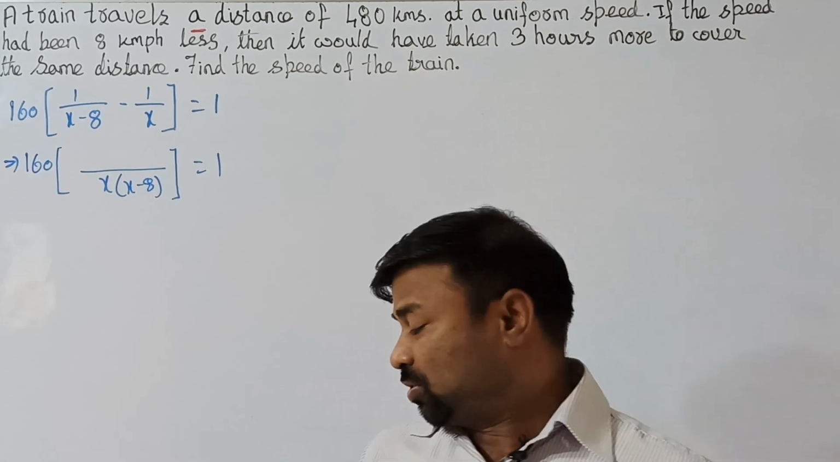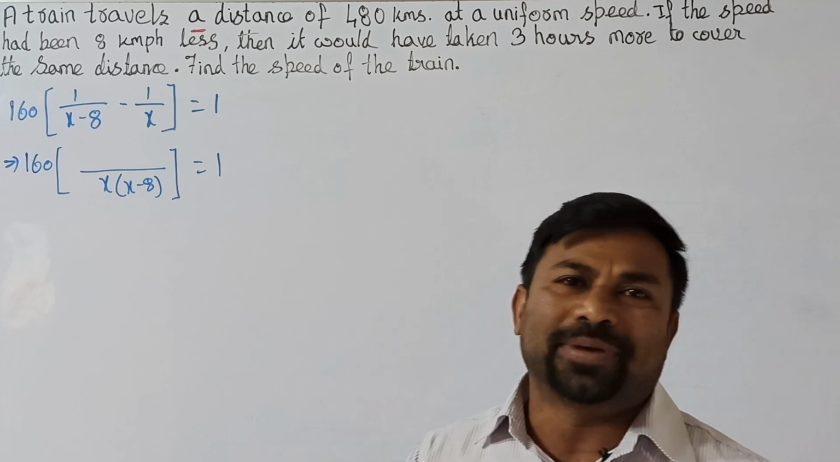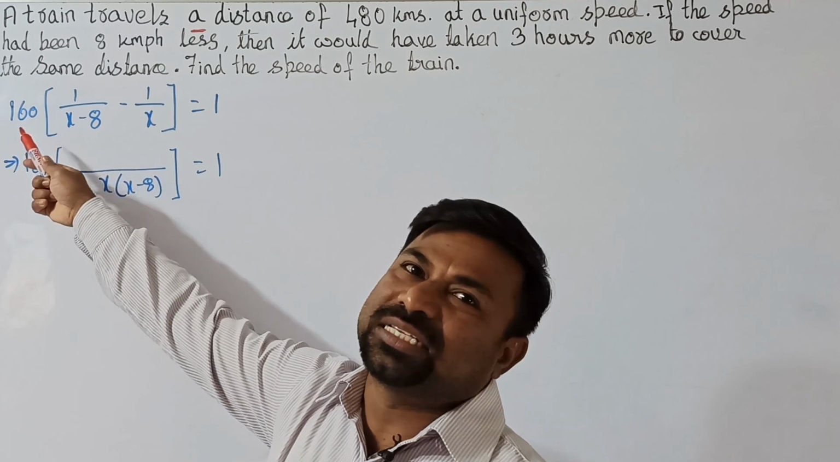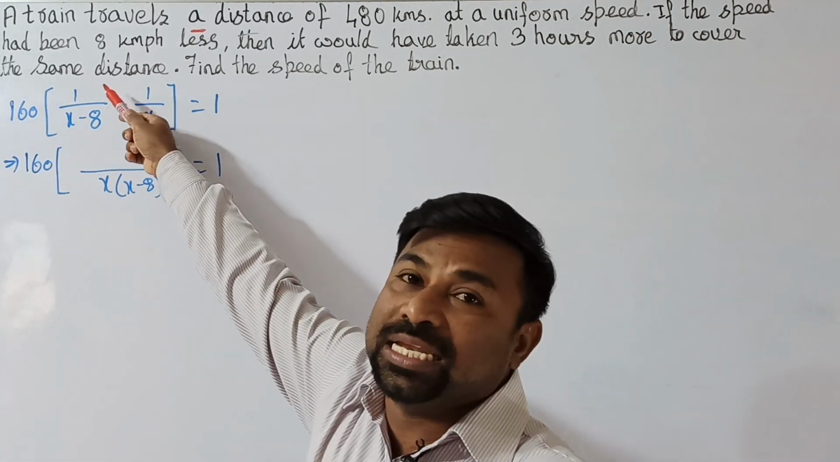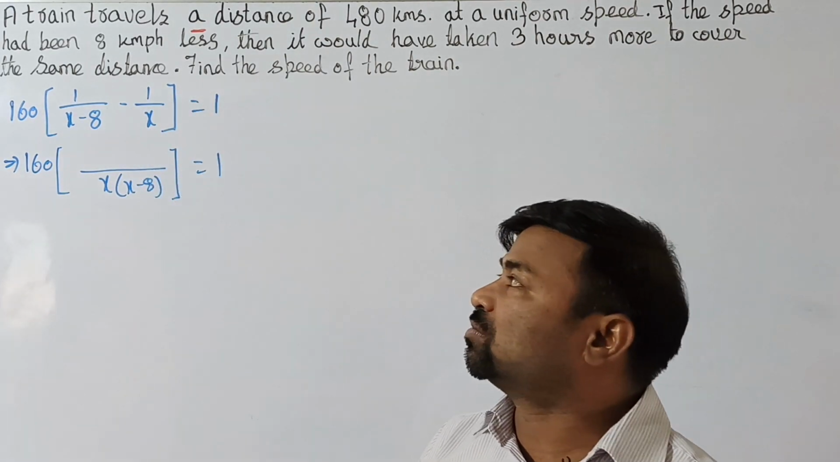So let's get back to the calculation part now. It's a tricky calculation part, but we can make it better. So what we got: if you take 160 as common, we have cancelled and we got 160 inside the bracket, 1 by x minus 8 minus 1 by x minus 5.